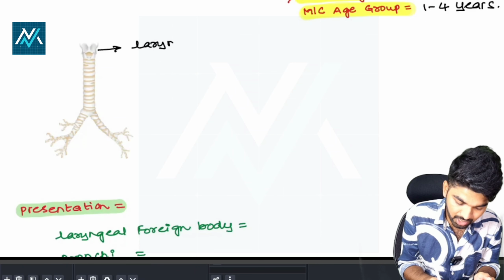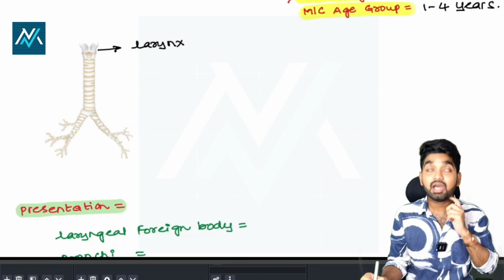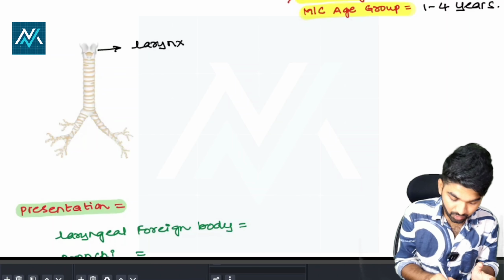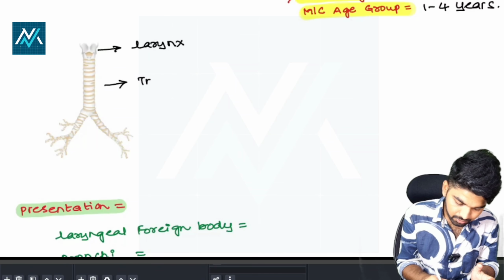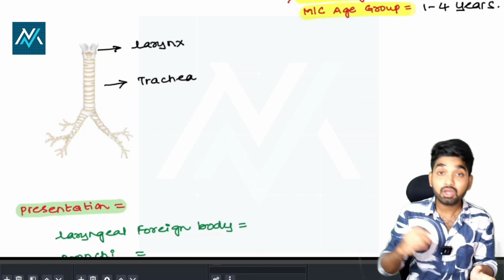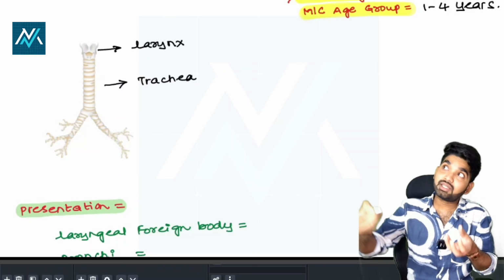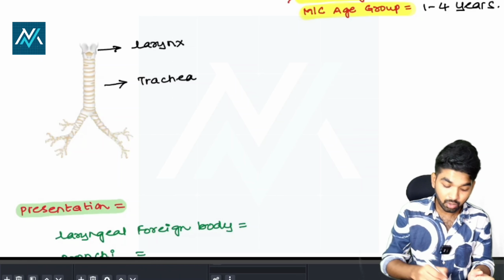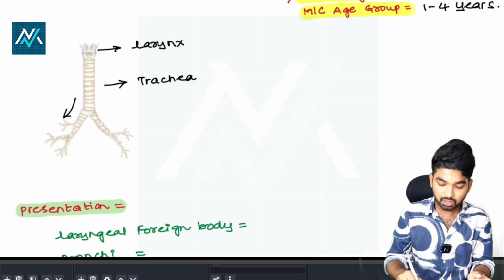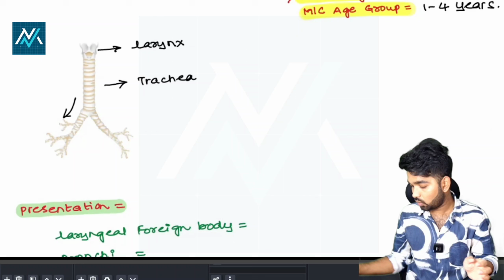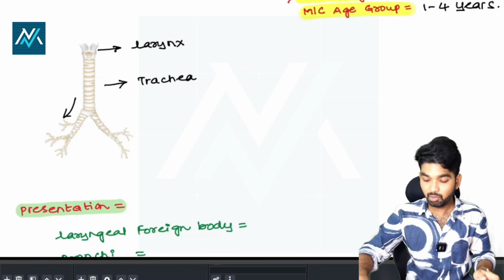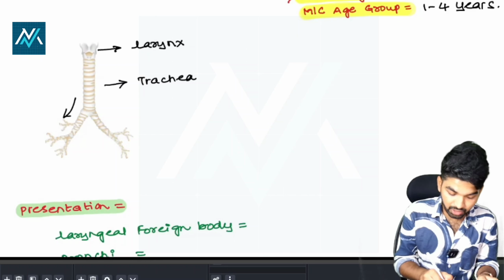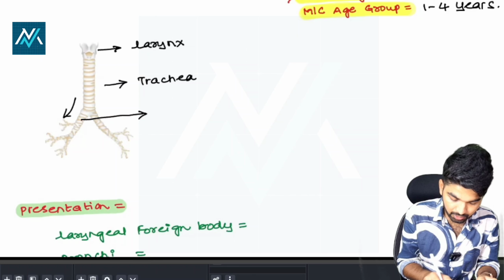It can get stuck at the level of the larynx, or it can get stuck within the trachea, anywhere in the trachea. Or the foreign body can directly go and enter the bronchi. Very important. It can go and directly enter the bronchi. So what is this? This is the bronchi.